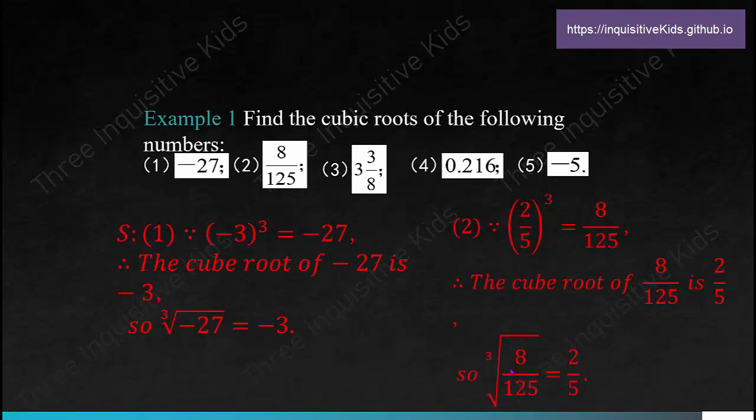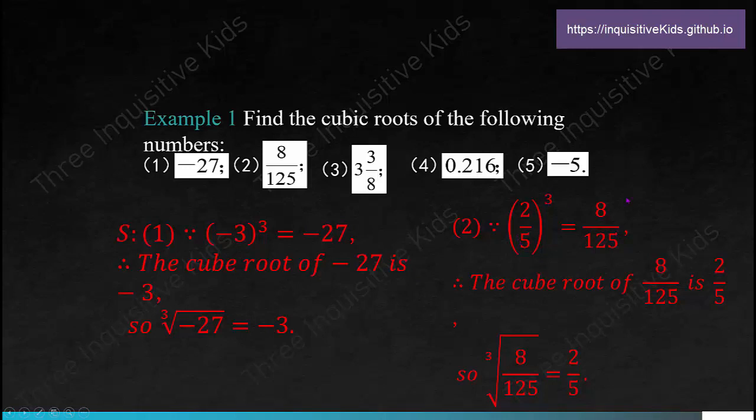Now I'm just going to give you some problems. We're going to do it together. Find the cubic roots of the following numbers. Well, we know that negative 3 cubed is equal to negative 27, so the cubic root of negative 27 is negative 3. So therefore, the cubic root of negative 27 is negative 3.